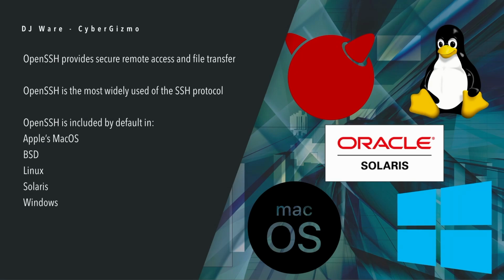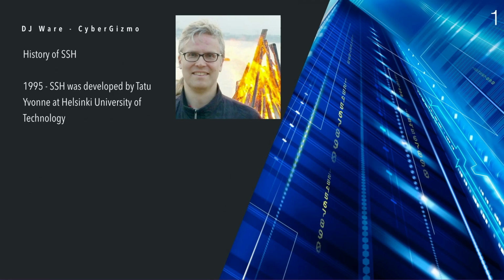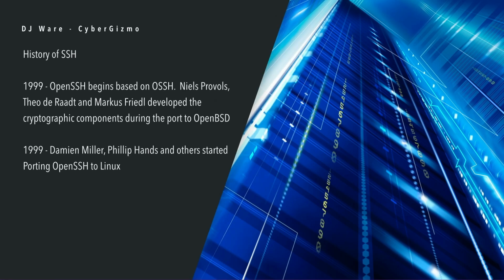OpenSSH is included by default in all of the major operating systems: Apple's Mac OS, BSD, Linux, Solaris, and Windows. It didn't always used to be on Windows, but recently it's been added. SSH was developed by Tatu Ylönen at Helsinki University of Technology in 1995. An open version of SSH was created in the same year, and that code base was used by Niels Provos, Theo de Raadt, and Markus Friedl in 1999 to create OpenSSH.